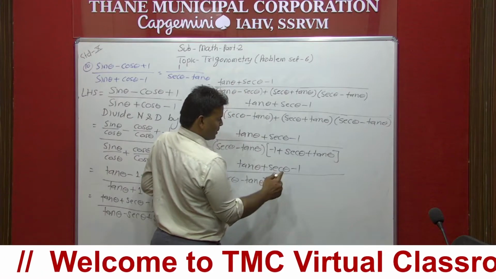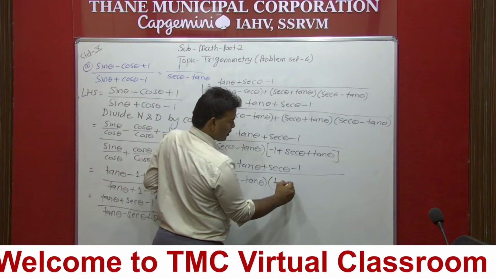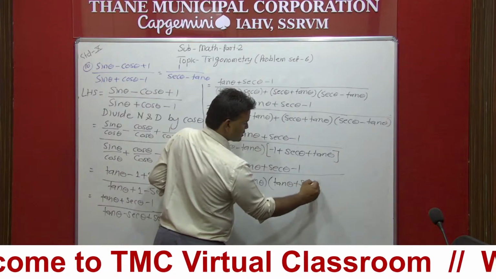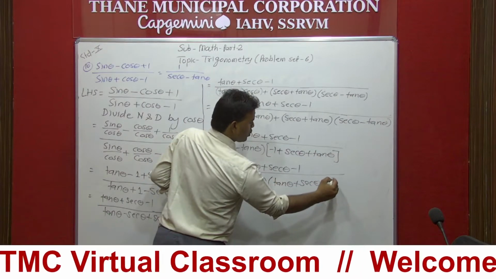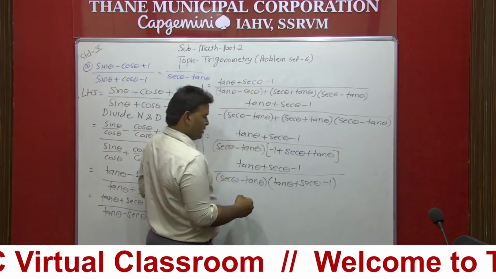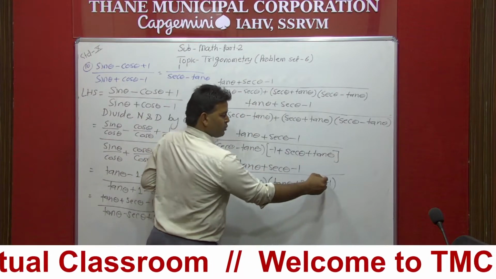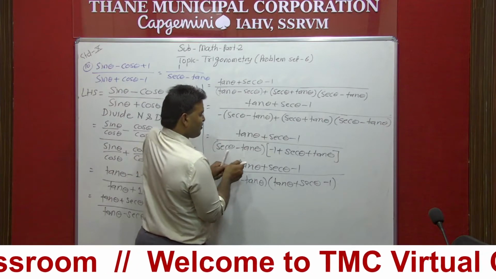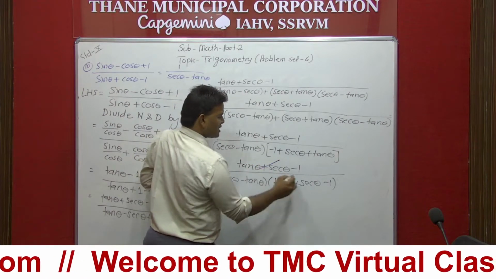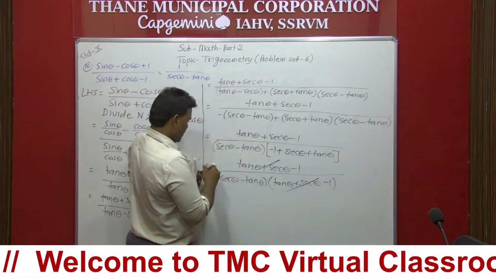Here I will write down first tan theta plus sec theta, tan theta plus sec theta minus 1. Now what happened here? See, this and this both are the same, so they will get cancelled, because whenever the numerator and denominator are the same, they get cancelled.